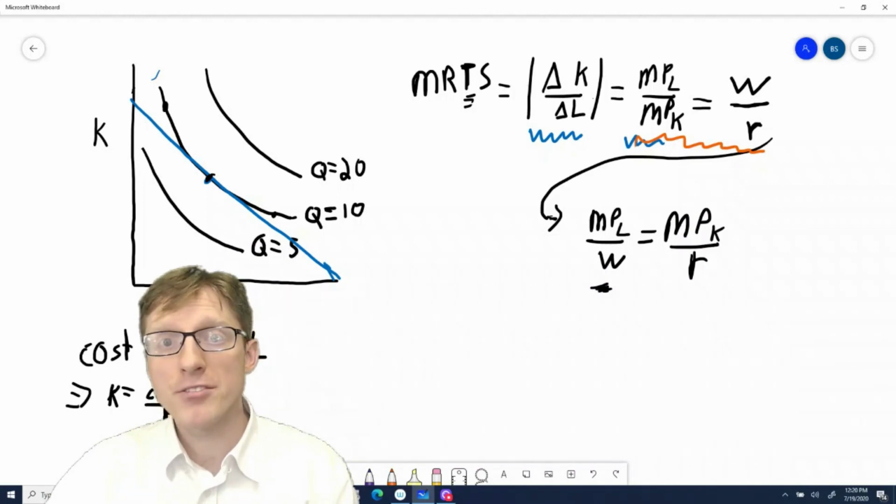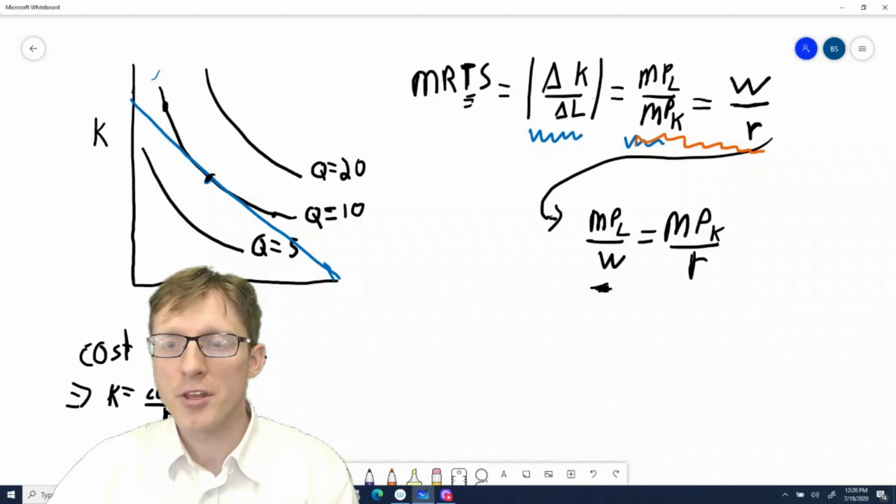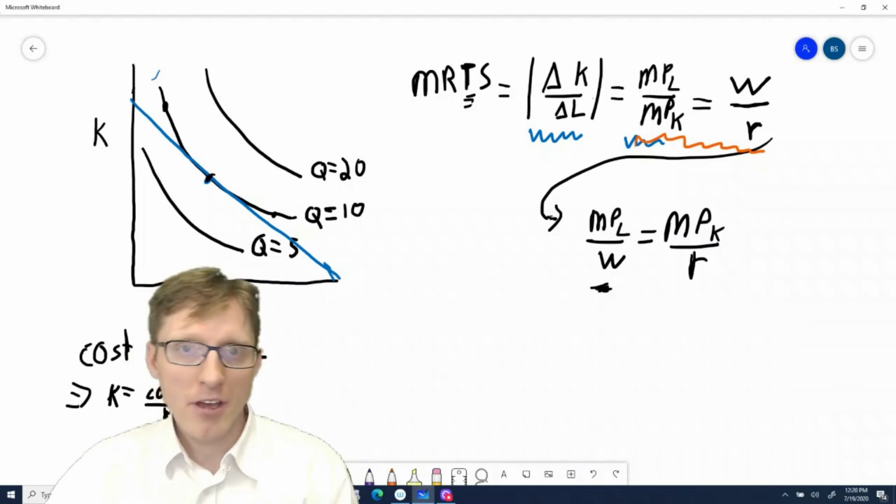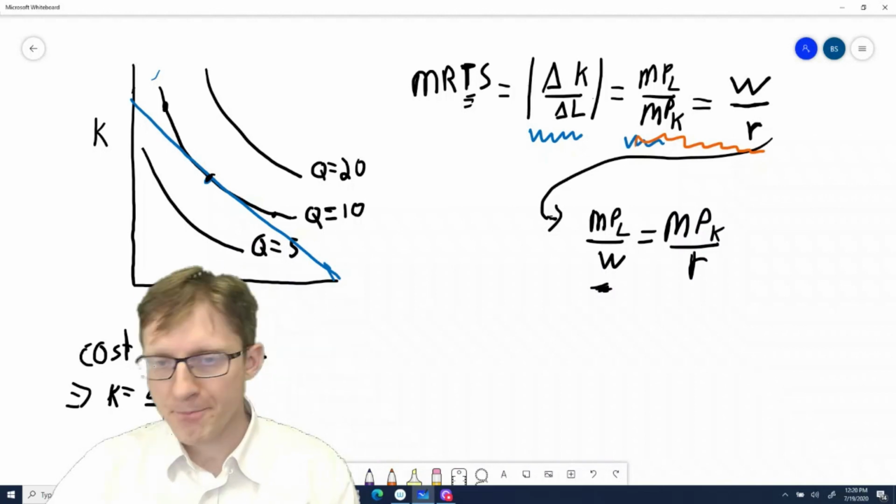And if the firm is optimizing, if they're minimizing cost, the amount produced per dollar spent on labor should be equal to the amount produced per dollar spent on capital. Otherwise, they should shift their production towards the input which is more productive per dollar.